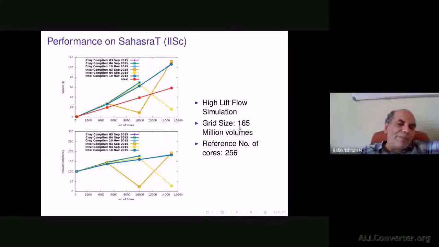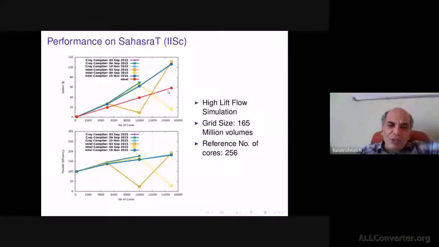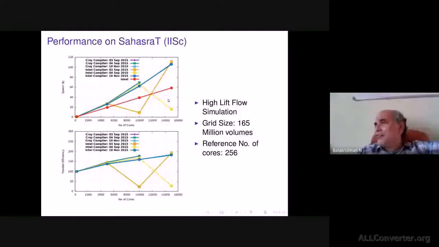Or 500 million volumes to scale on something like 15,000 cores, right? Right. It may not be 500 million volumes. It could be even a billion volumes to scale on 15,000 cores and then give you parallel efficiency of about 85%. Okay. So it is very important that we should have our algorithms right in order to speed up the scalability.